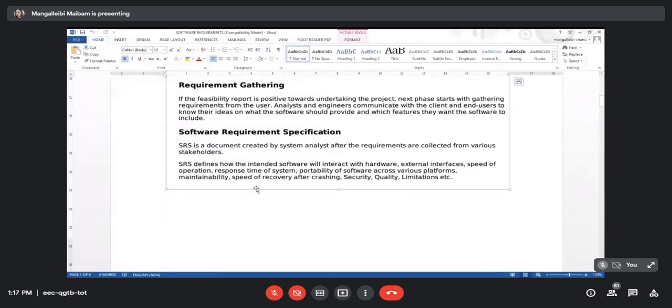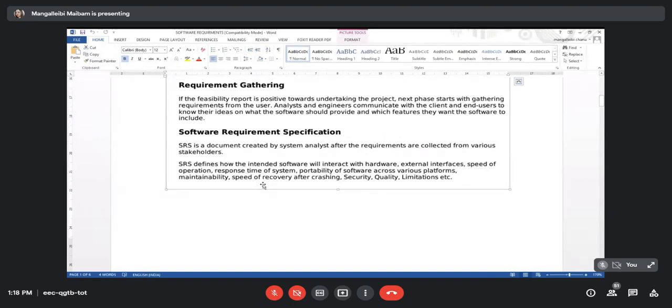Okay. So in SRS there will be the interaction between the software and the hardware. There will be external interfaces, the speed of operation, the cost constraints, the execution time, the response time of the system, and all this process will be defined in our SRS. Okay, so what do we require?